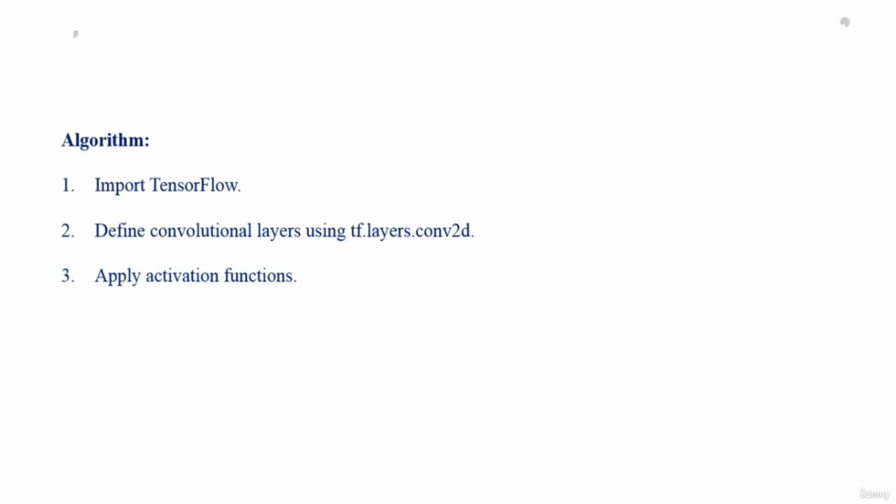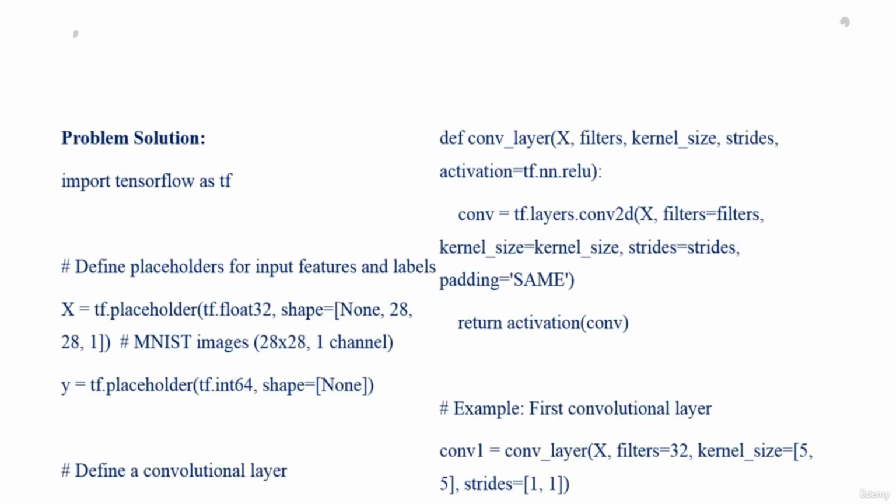Algorithm. Import TensorFlow. Define convolutional layers using tf.layers.conv2d. Apply activation functions. How code is working: the code defines a convolutional layer with specified filters and kernel size using tf.layers.conv2d. ReLU activation is applied to the convolutional output.